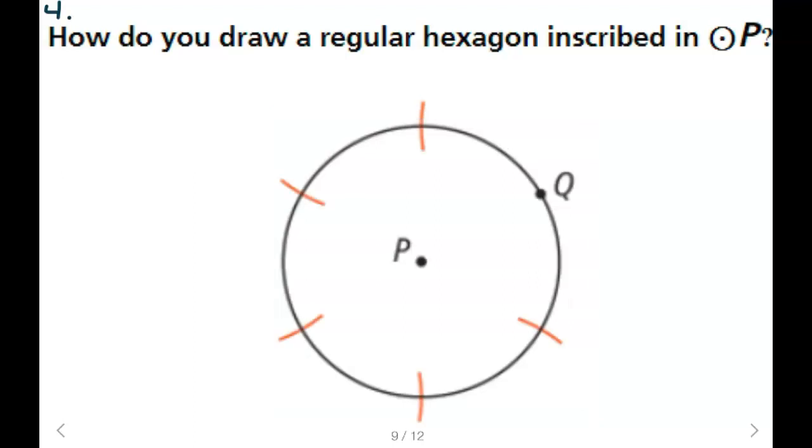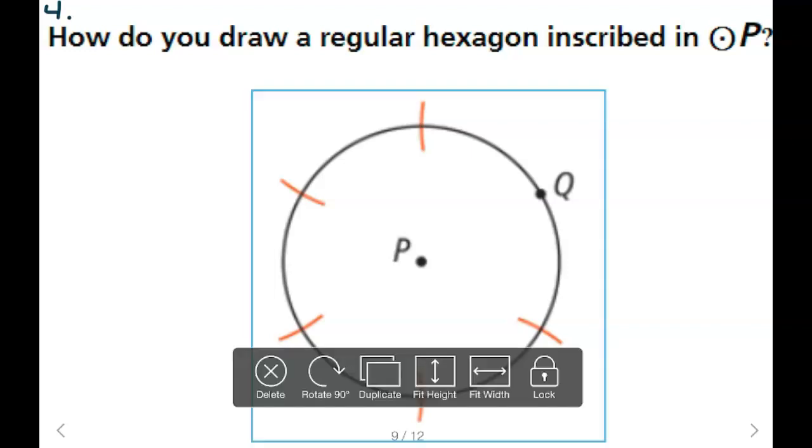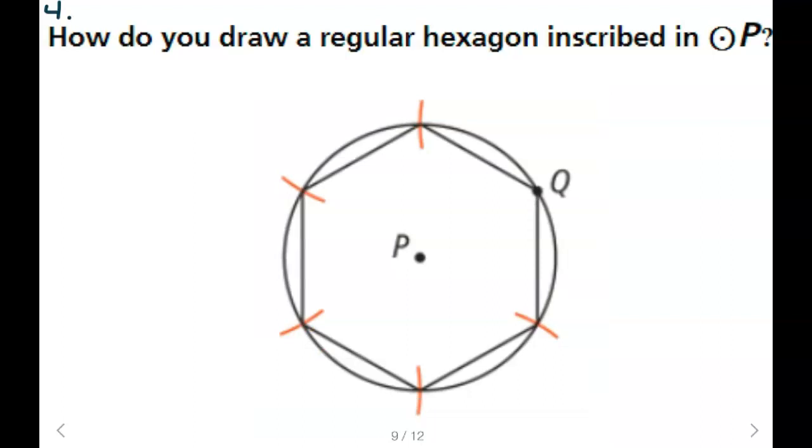So start with drawing a point and then use the radius length. You would use this with a compass and draw an arc, use that point and the radius length to draw another arc, another arc, another arc, another arc. If you drew another one, it would go through point Q. And now what we'll do is we'll connect all of those, and we'll have our regular hexagon inscribed inside of the circle. We know all the sides are congruent because they were all that radius length.